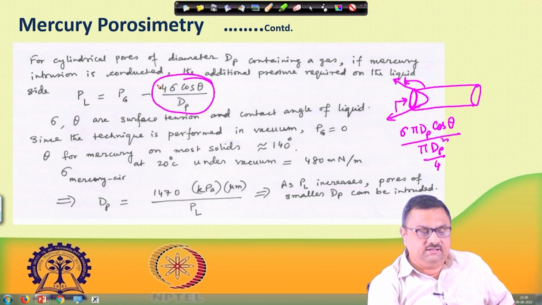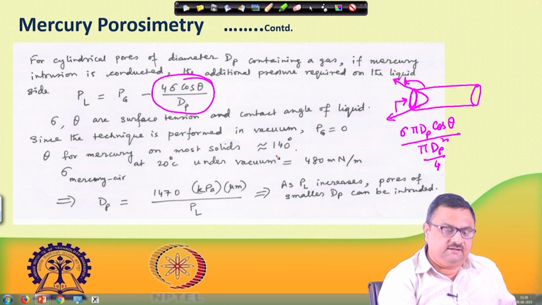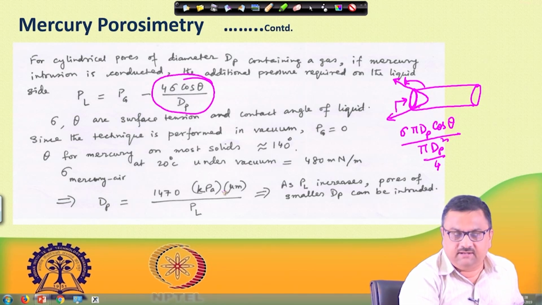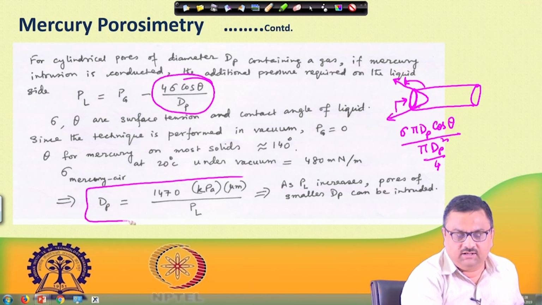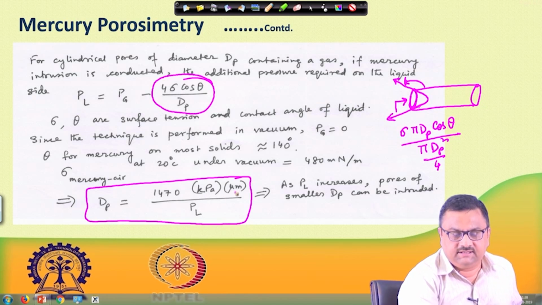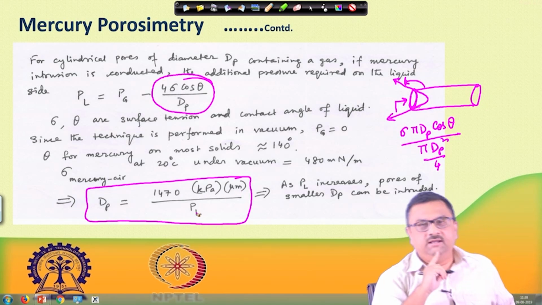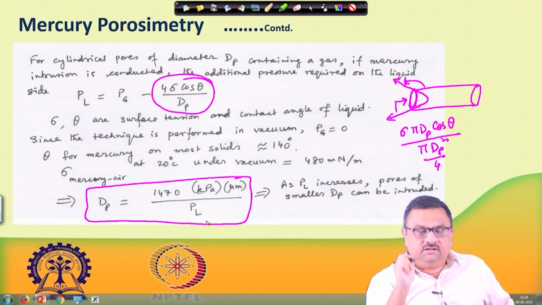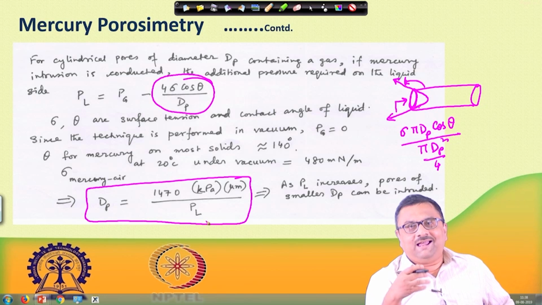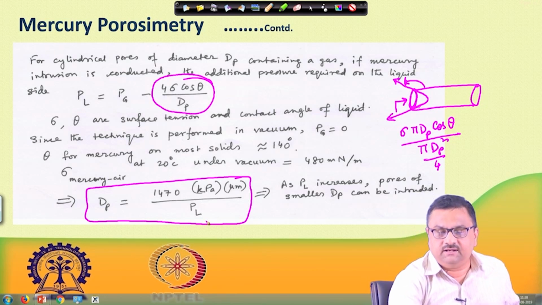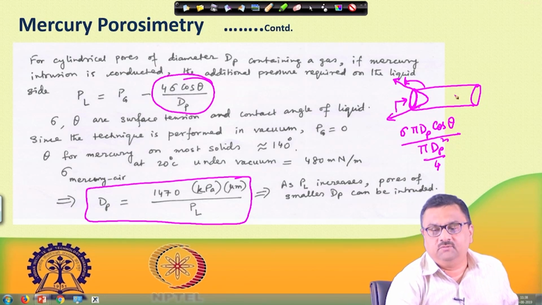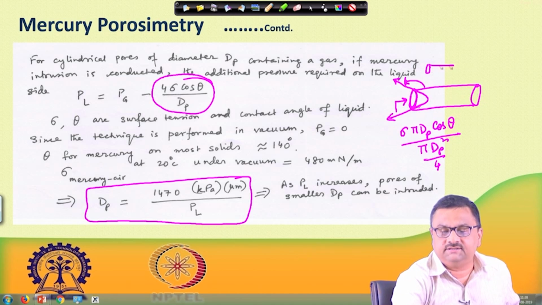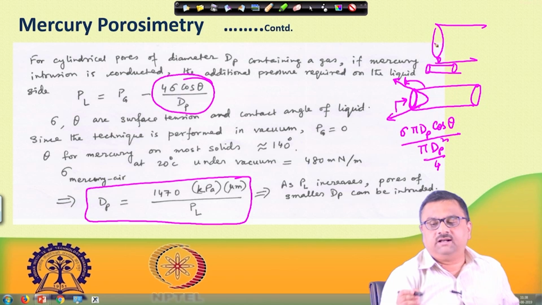You can see that sigma, theta, etc. are defined here, and the numbers are given. If you put these numbers, the pore diameter will be given as 1470 kilopascal times micrometer divided by PL, where PL is the liquid side pressure. So, suppose I want mercury to penetrate into the pores, and I have pores of different dimensions, some small, some large.